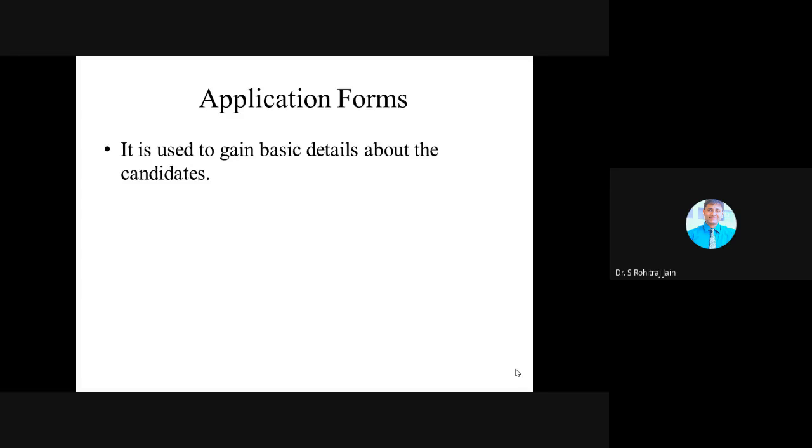So then the very important parameter which has to be included in the application forms is even references. So which includes the name, the address, and the contact details of the person who can be contacted for references. So that is a very important thing.